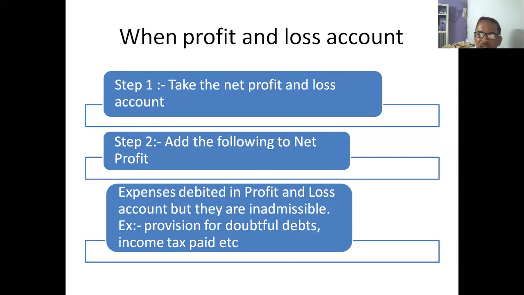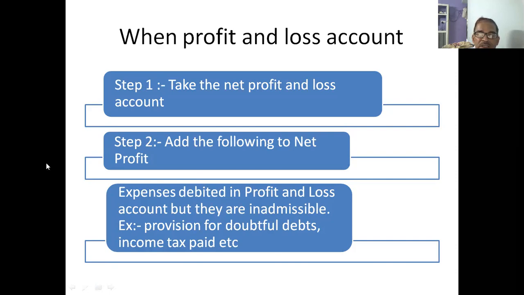In other words, those expenses which cannot be considered as business expenses, or those expenses which cannot be permitted to allow deduction, those expenses which cannot be admitted. So no admission expenses. Okay, add all the no admission expenses to your net profit.